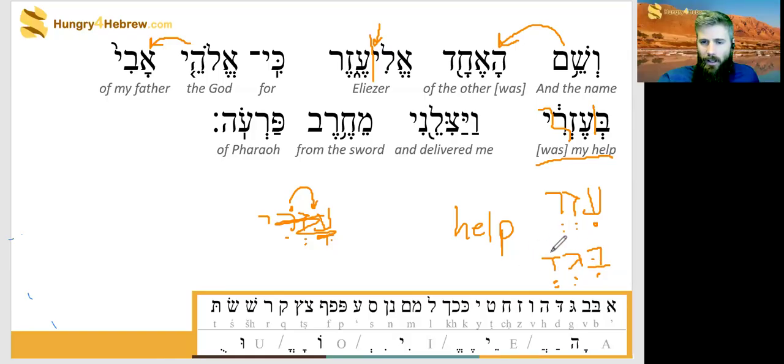By the way, to finish my thought, bigd. If we ever see the word beged with a pronominal suffix like his garment, it would be bigdo. So the word beged was originally bigd. It's just hard to say, so it turned into beged. Same thing with ezer. It would have originally been izro, but apparently with the ayin, that was hard to say, so they shifted the vowel a little bit to make it easier. Ezro or Ezri.